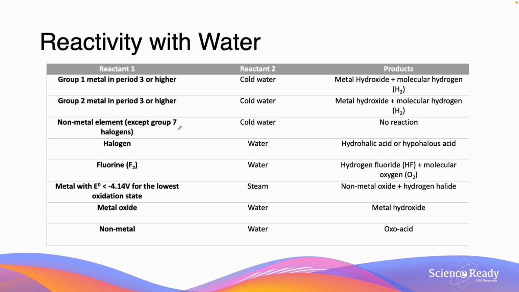Non-metals, except for the group 7 halogens, will not react with cold water. Halogens, however, will react with water to create hydrohalic or hyperhalous acids, and we'll learn about the nomenclature for these compounds in Module 6. Fluorine reacts with water to produce hydrogen fluoride and molecular oxygen.